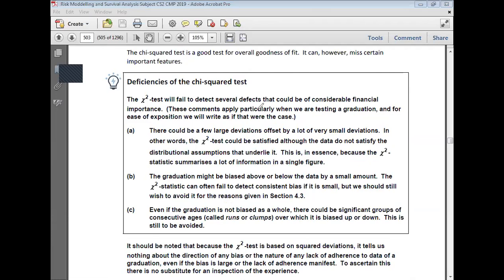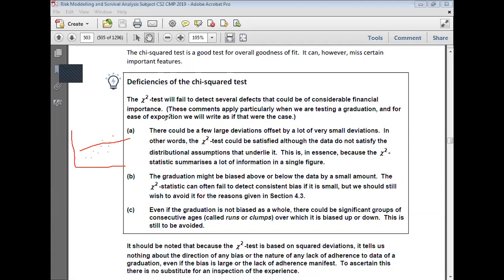So sometimes, let us say if I have this particular graph and I have these as my crude estimates. Basically these are my crude estimates. And sometimes what I can do is fit my graduated rates, and let us say I fit them something like this. Now if you see, I have clearly overestimated at the younger ages, and I have clearly underestimated the mortality rate at the older ages, right? But this will not be captured by the chi-square test statistic.